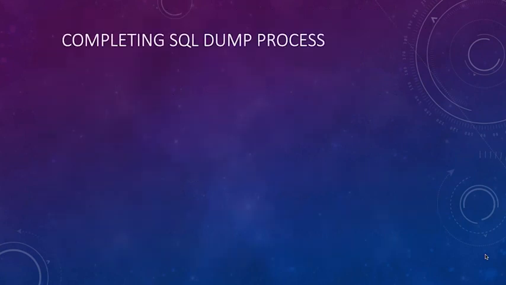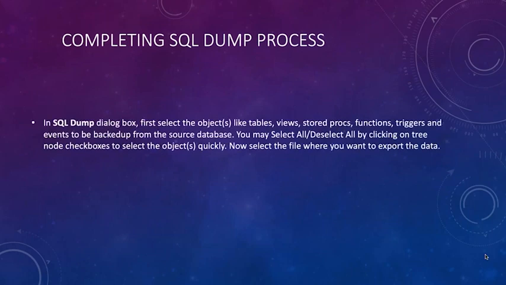Now, this is just the options for the SQLyog dump process. Now, how do we complete it? To complete a SQLyog dump process, first in the SQL dump dialog box, select the objects like tables, views, stored procedures, functions, triggers, events to be backed up from the source database. You can then select or deselect all by clicking on the tree node checkboxes to select the objects quickly.